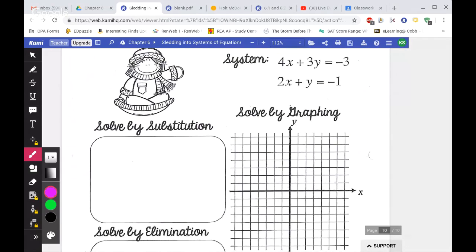All right, it needs to be in slope-intercept form, and neither one of them are. So on this one, 4x plus 3y equals negative 3. I got to subtract 4x from both sides. And I get 3y equals negative 4x minus 3. Divide everything by 3, not just both sides, but everything on both sides. So y equals negative 4/3 x minus 1.